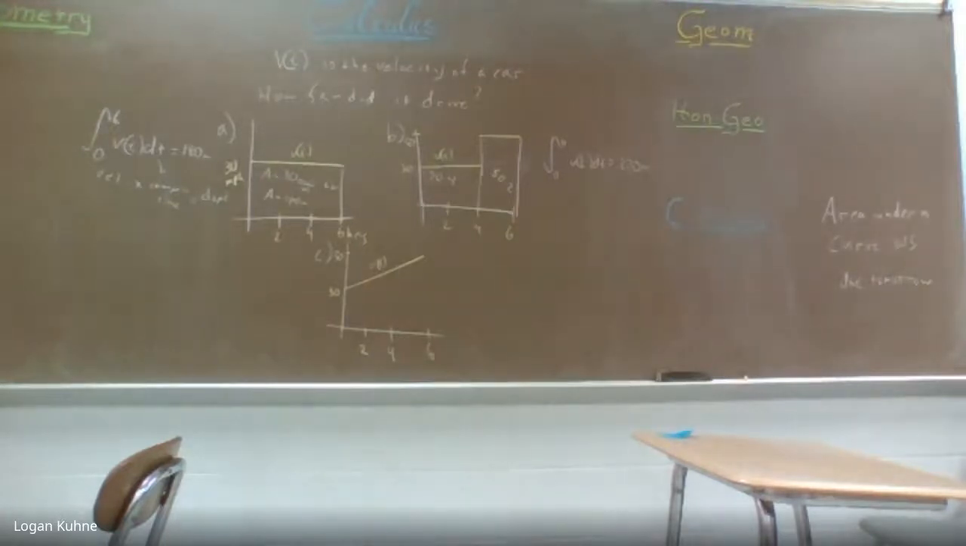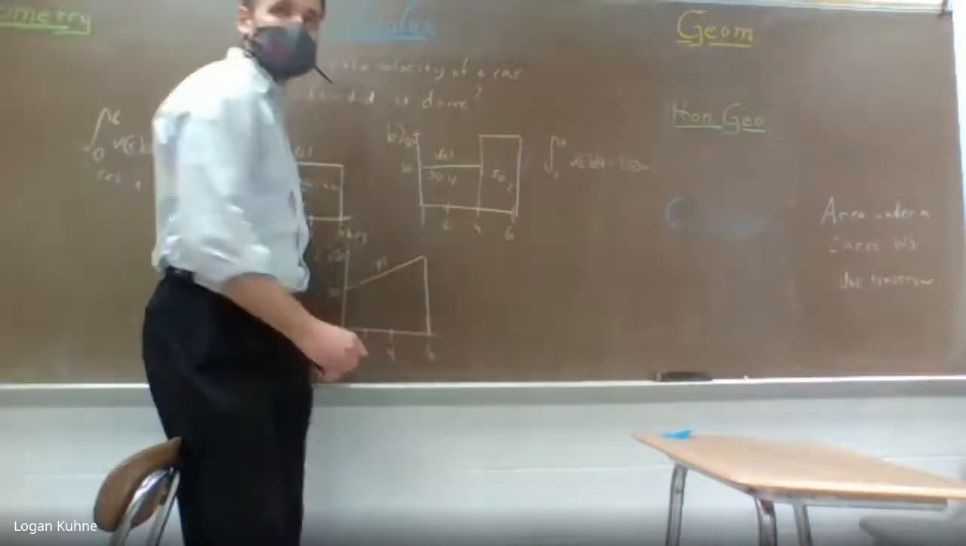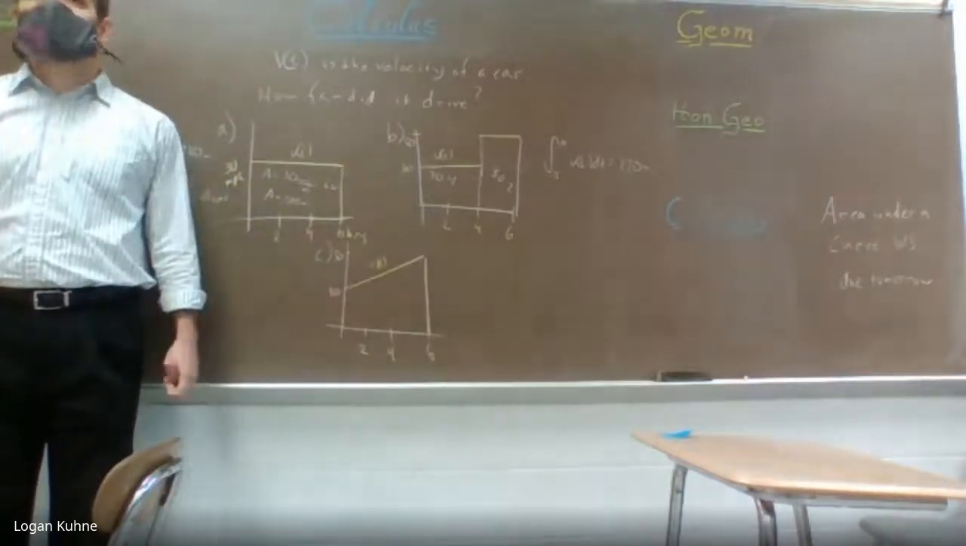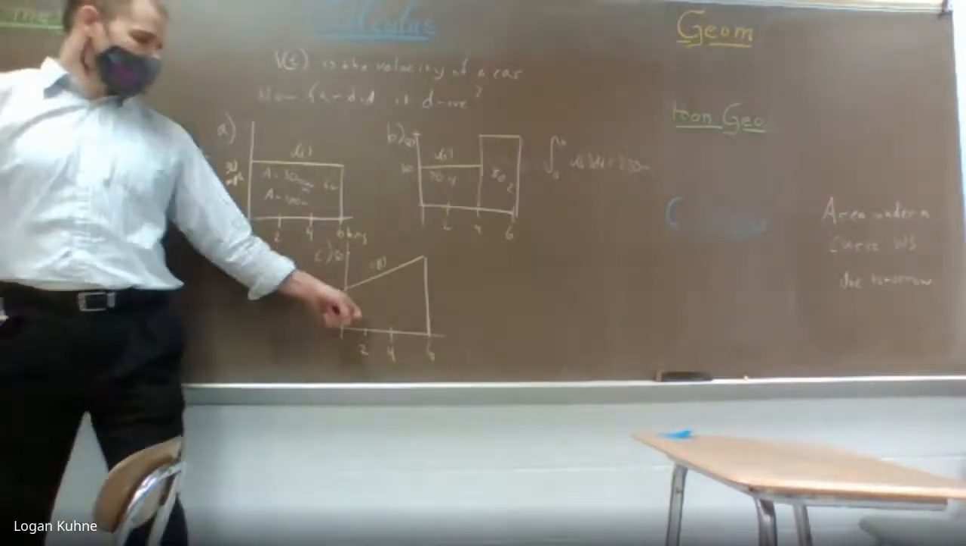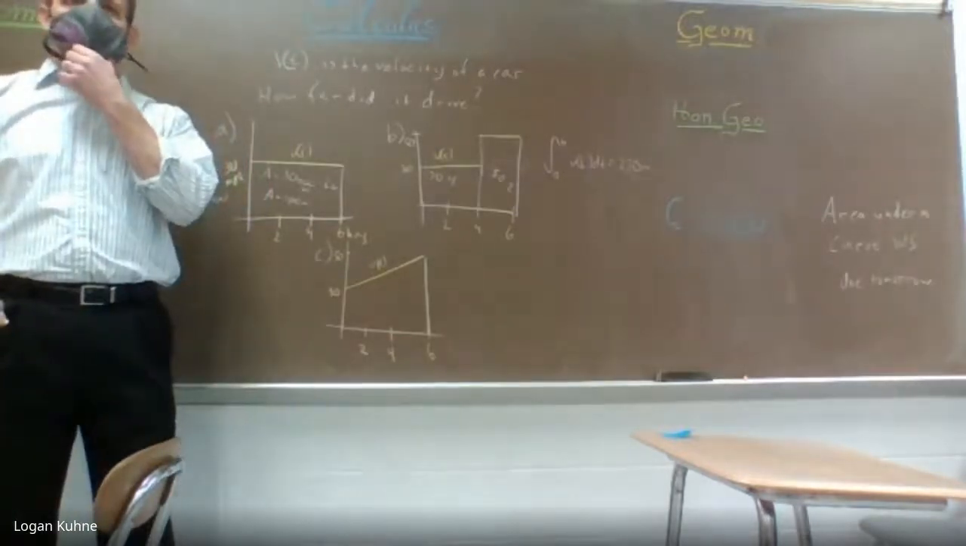How about the bottom one? 240? Yes, no? How'd you get that? Okay. Does anybody know what shape this is? It's a trapezoid. It's a weird looking trapezoid, but it's a trapezoid. It's a right trapezoid. Those are right angles, aren't they? Does anybody know the area formula for a trapezoid?